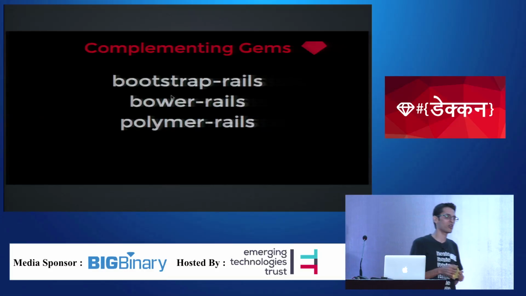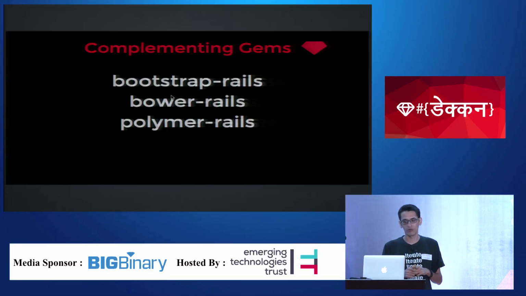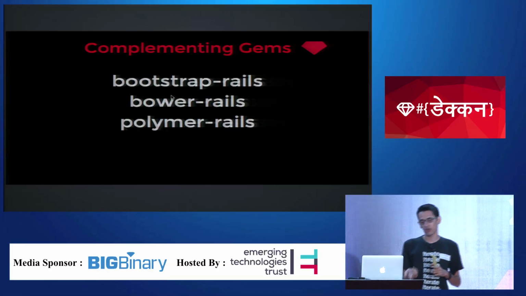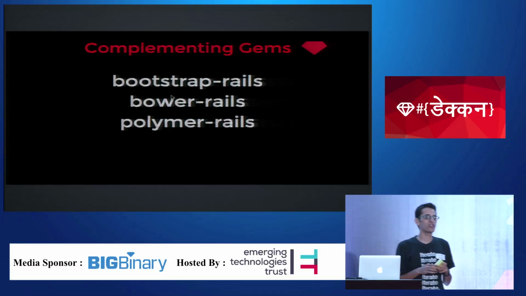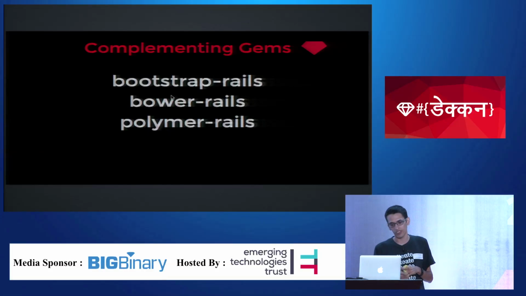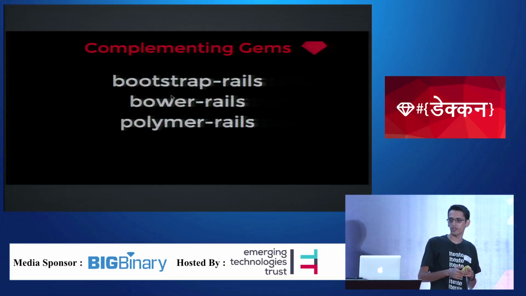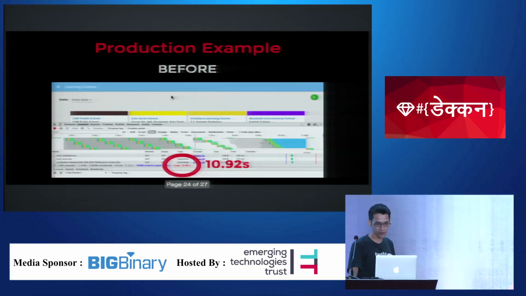Also, if we are working on some specific framework like Angular or Ember or Bootstrap, etc., or Polymer, then we have gems for each of them. So my recommendation is, if you are new to Rails or new to Rails asset pipeline, and if you are stuck on why asset pre-compilation is not taking place, then it is recommended that you use these complementing gems to make your life easier.